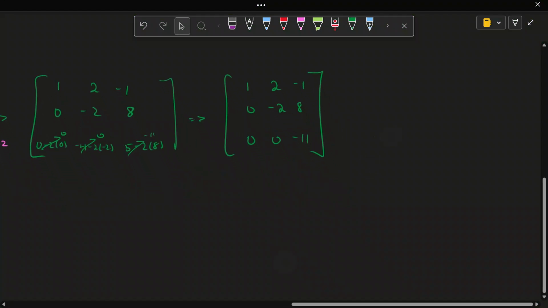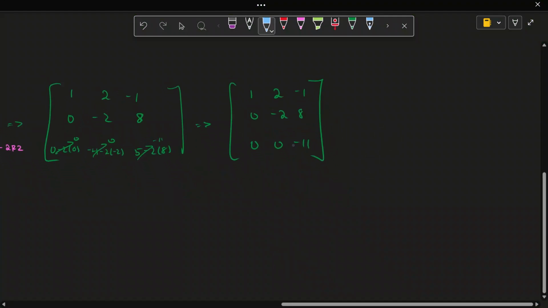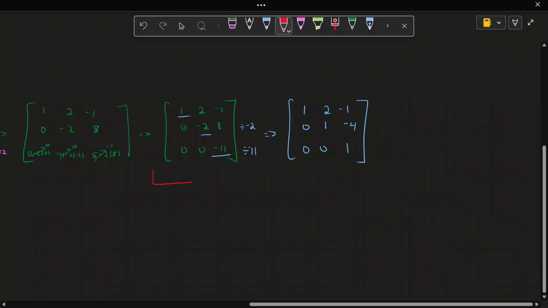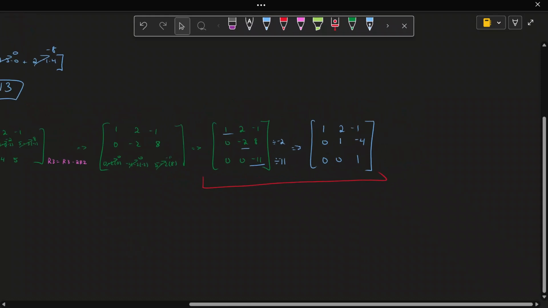If the answer choices all have ones here, here, and here, what you can do is divide this one by negative 11 and divide this one by negative 2. So now if we do this, the first row is unaffected. We get 0 because 0 divided by negative 2 is 0. Negative 2 divided by negative 2 is 1. 8 divided by negative 2 is negative 4. Then we get 0, 0, and 1. So one of these two answers will be coming up on your answer sheet.